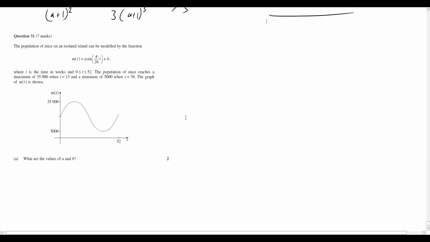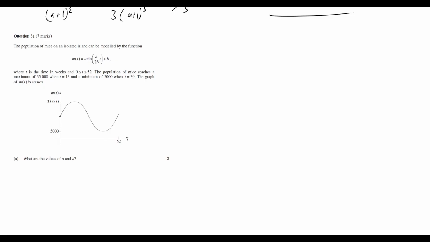Now, the population of mice on an isolated island can be modeled by the function m of t equals a sine of pi over 26 t plus b, where t is the time in weeks and t goes from 0 through to 52. The population of mice reaches a maximum of 35,000 when t equals 13, and a minimum of 5,000 when t equals 39. So the graph of m of t is shown. So part A asks us, what are the values of a and b?